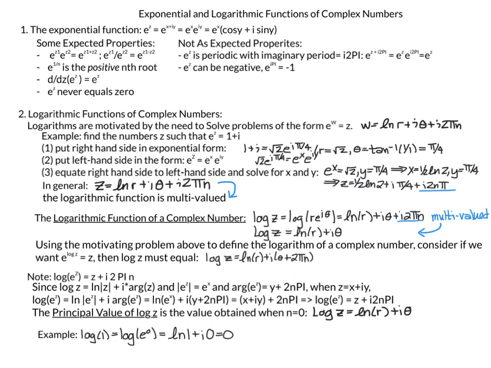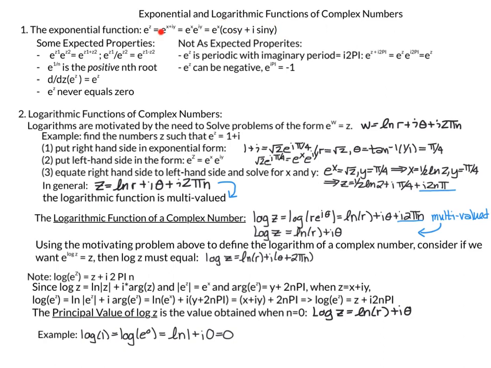We will start with a complex number in exponential form, e to the z, which can be written as e to the x plus iy. Then, using the property of the product of two exponents, we can convert this to e to the x times e to the iy. Then we can convert, using Euler's identity, the e to the iy to cosine of y plus i sine of y.